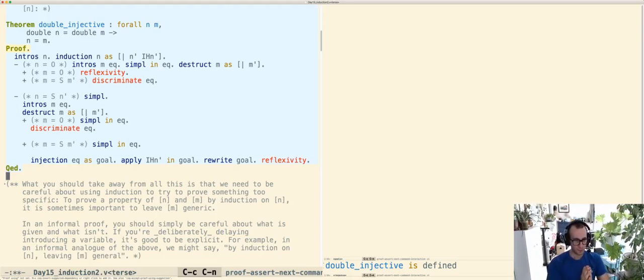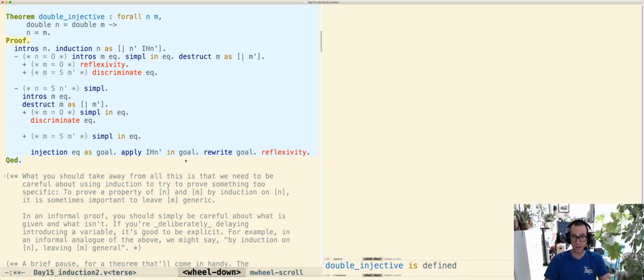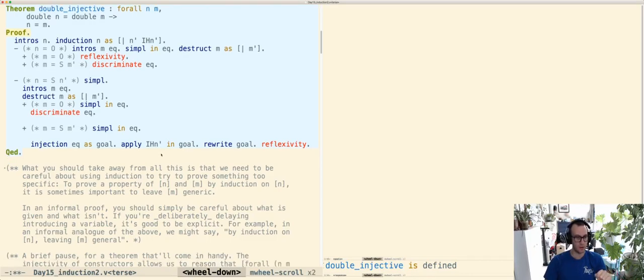Okay. So you need to be careful. If you get stuck with an IH that's too specific, you have over-introduced and you need a more general IH. Most of the rest of this file is going to be talking about techniques for doing that and identifying circumstances where you need to do that.